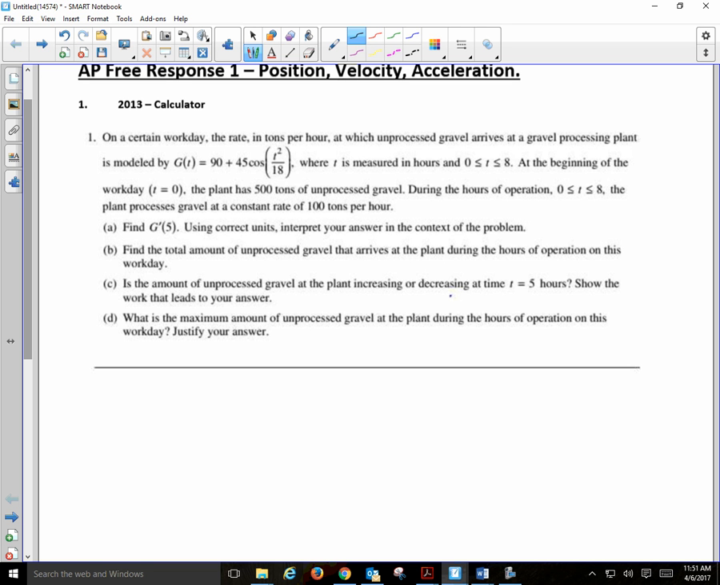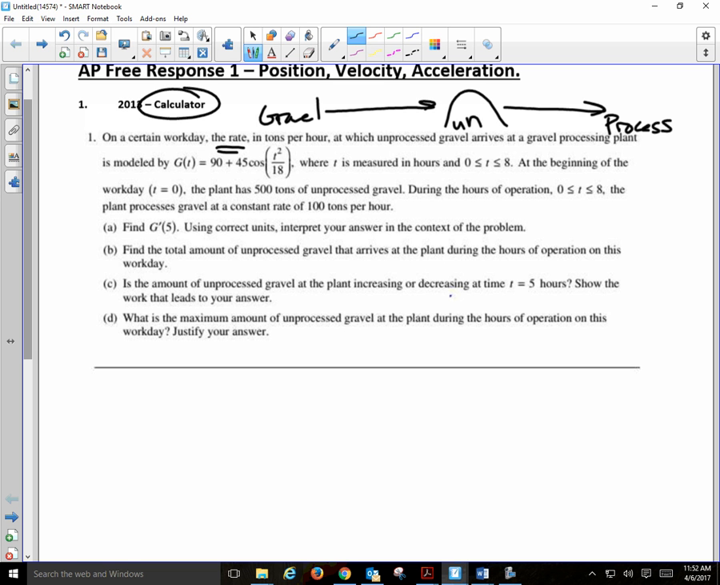It says on a certain workday, the rate in tons per hour at which unprocessed gravel arrives at a gravel processing plant is modeled by this. So basically, we have gravel that is coming in, and it makes this bin of unprocessed gravel, and then we process it. Okay? That's what's happening. So this is the rate. Again, we're given a rate function, which I like, because that's similar to what we've been given before. And it's given by that. And notice this is a calculator problem.